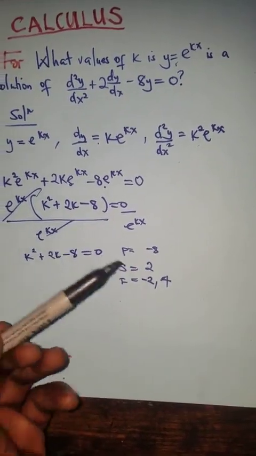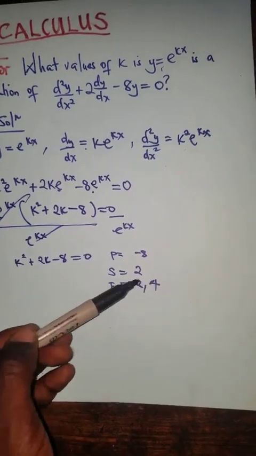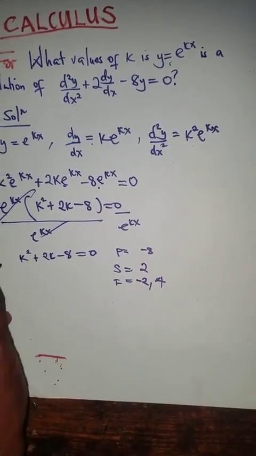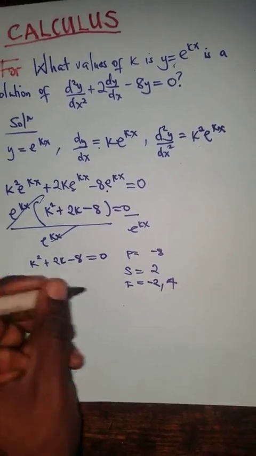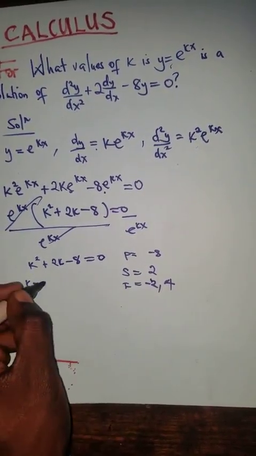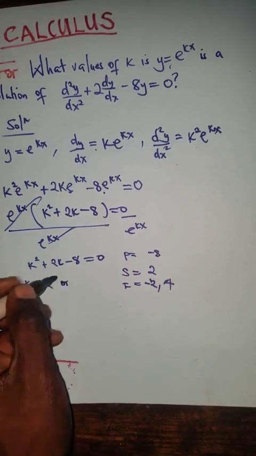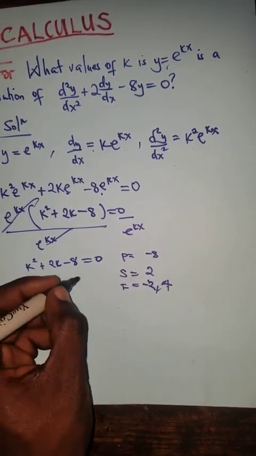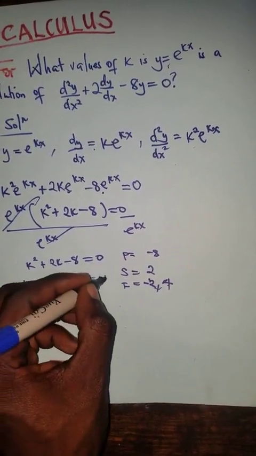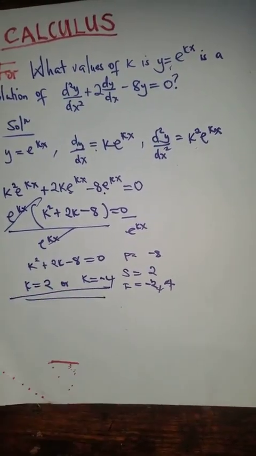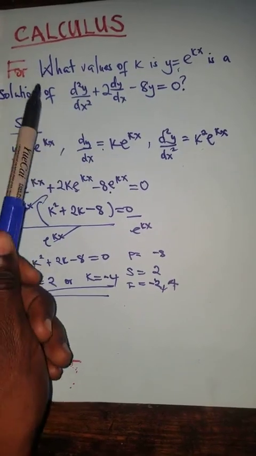Now to find k, we just swap the signs of our factors. Since this one is negative, k will be positive 2, or since this one is positive, we get a negative 4. So these are the values of k that satisfy this equation.